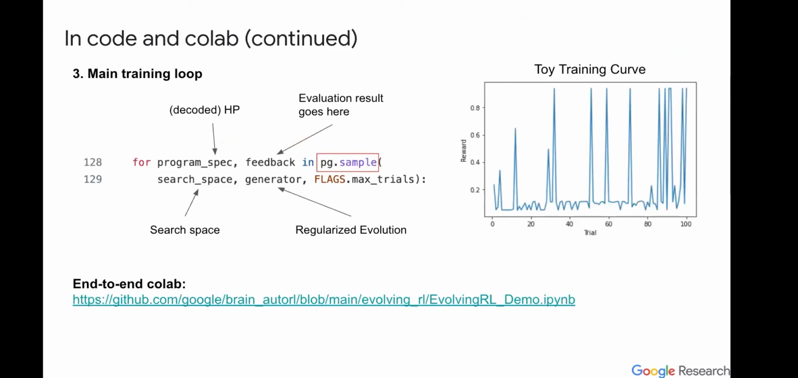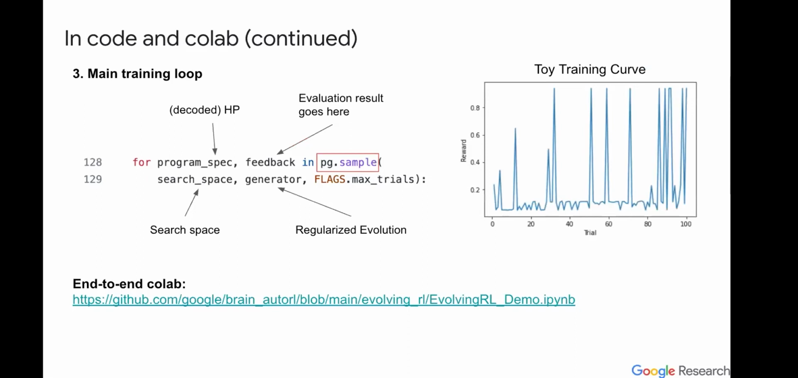Okay, now we are ready to define our main training loop. The main construct here is pyglove.sample. This nice syntax just says, I want to sample from this search space using my controller algorithm. Here it is regularized evolution. In the loop body, you are going to have one sample. This is the hyperparameter already decoded, so it's ready to be evaluated using your objective function. And once it's done, all the evaluation results can go into this feedback object.